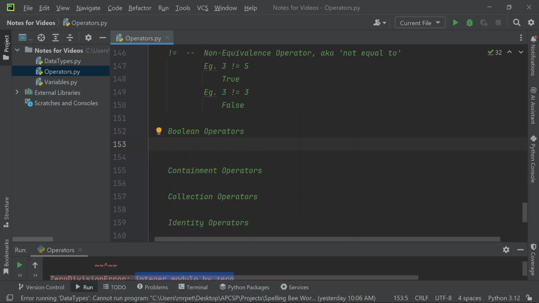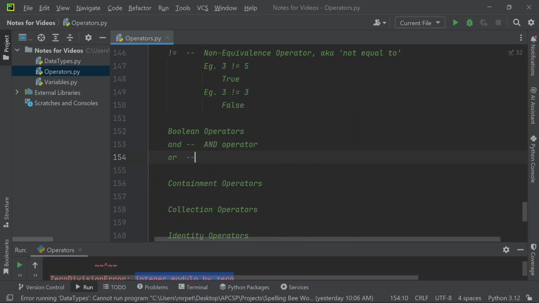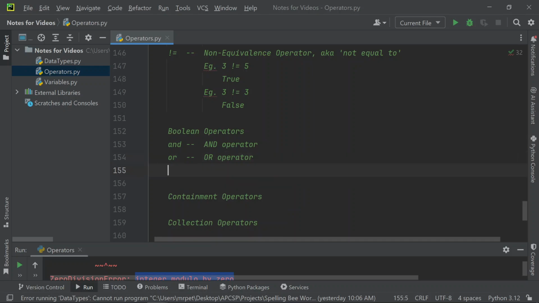So Boolean operators, what do we got? We have and. What do we call this? This is really just and. Trying to think if there's a different name. Not really. This is the and operator, or very similar. And then not, we call this negation operator. And that's it. That's it for the Boolean operators.